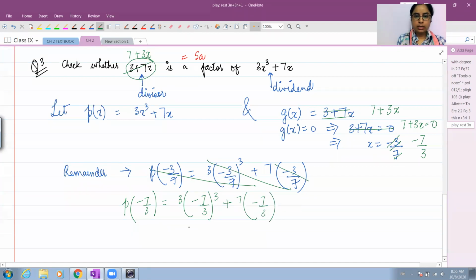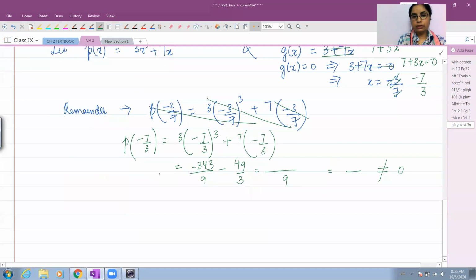And this I think will not be 0. So this will be 343 minus 343 by 9 minus 49 by 3. And this is not going to be equal to 0. So you can solve it by taking an LCM, and then you will see that the answer is not equal to 0. So after this, you can just write down, since the remainder is not 0, therefore gx is not a factor of px.